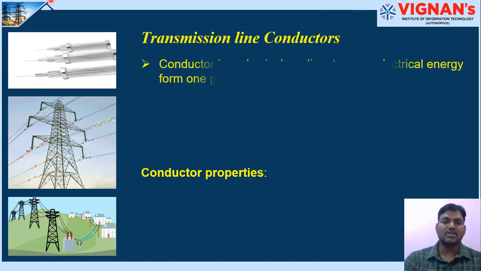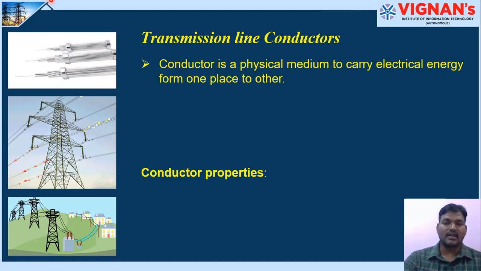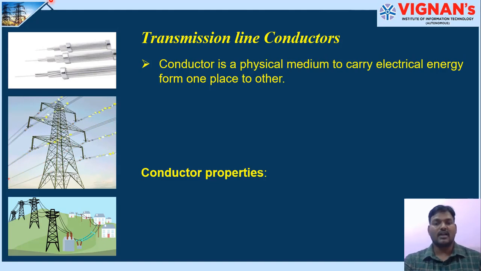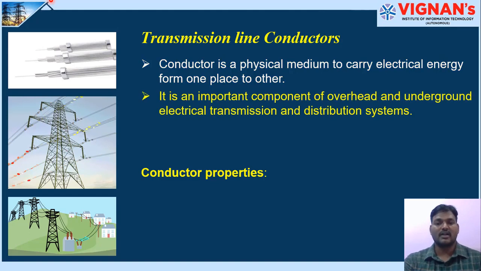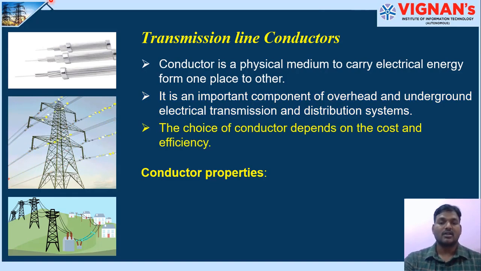Moving on to the transmission line conductors. Basically a conductor is a medium to carry electrical energy from one place to another. We all know that a conductor is a material that can allow electrons, or electric current, to pass through it freely. One important component of the overhead transmission line and the electrical distribution system is the conductor. The choice of conductor depends upon the cost and efficiency. This is an important point.